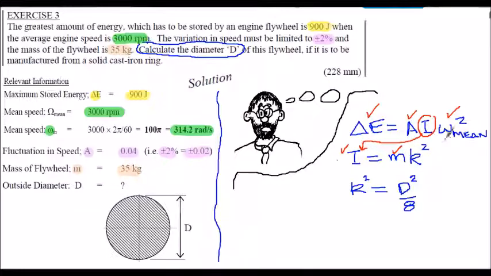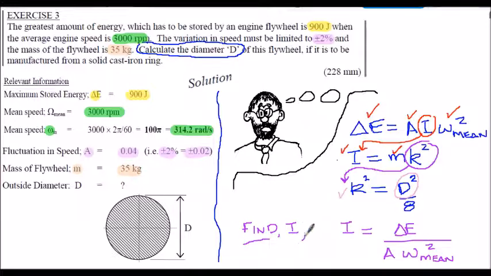We can rearrange the equation to find the radius of gyration squared, which we can then put into this equation, k squared equals d squared upon 8. So obviously, knowing the k squared here, we can rearrange to find the d squared and then the d. So that's my process through the solution here.